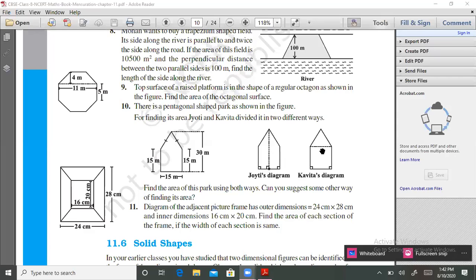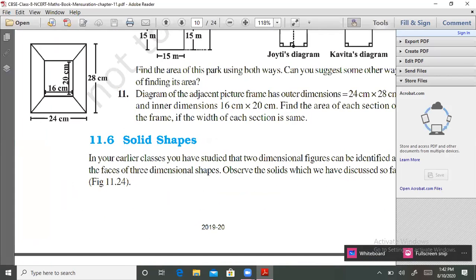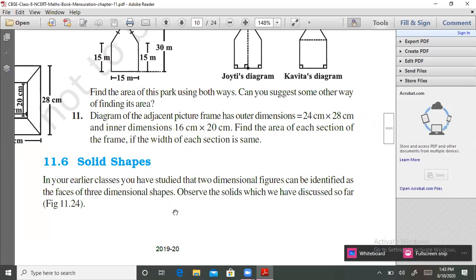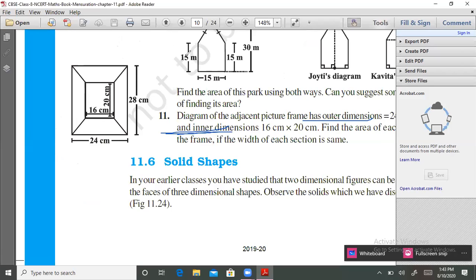Question number 11 is: the diagram of the adjacent frame has outer measure. Here you have been given this figure, a frame is given here, and the diagram of the adjacent frame has outer dimensions 24 by 28, and inner dimensions are given as 16 by 20. These are the outer dimensions, and these are the inner dimensions. Find the area of each section of the frame if the width of each section is the same. You have to find the area of the frame where the width of each section is the same. See here, this figure is given here.